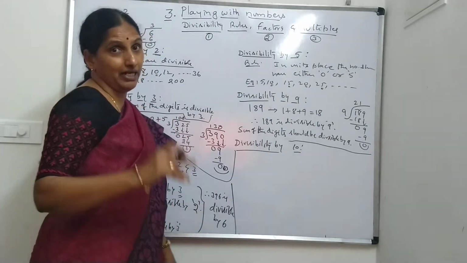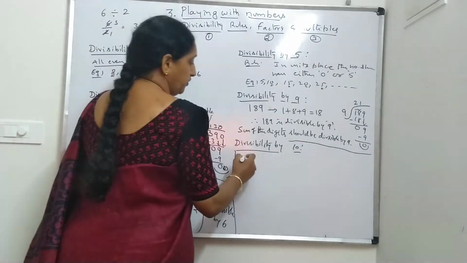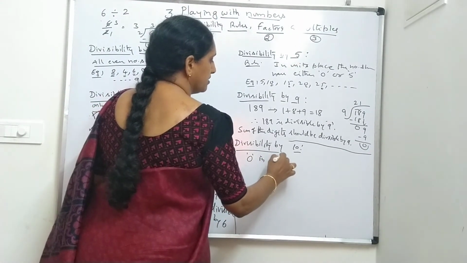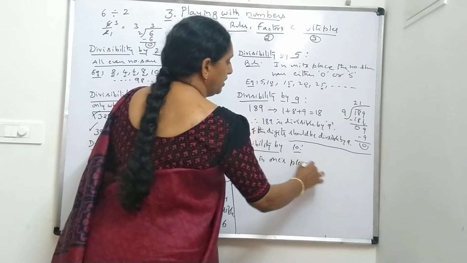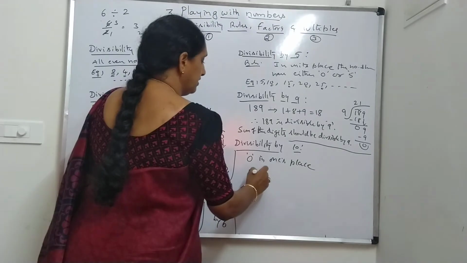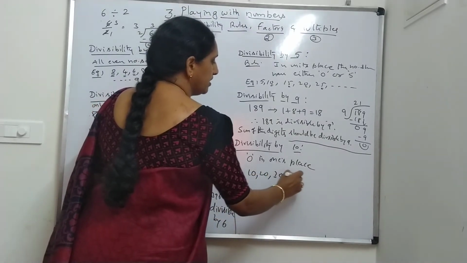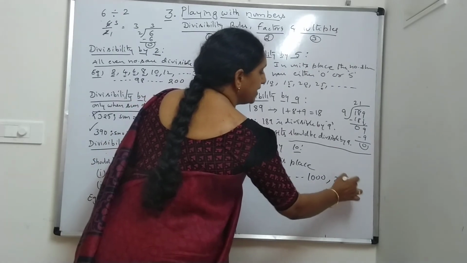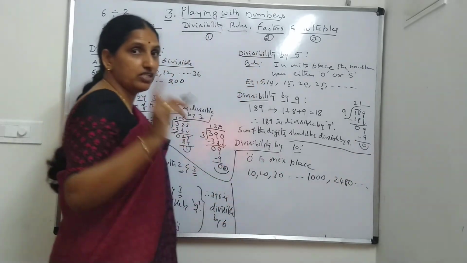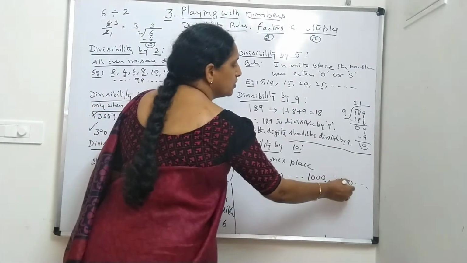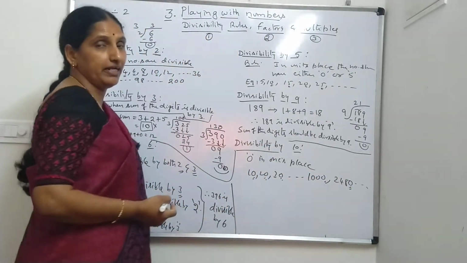Next, divisibility by 10. Very easy. Whenever you have 0 in the one's place, right? That is 10, 20, 30, 1000, 2480, etc. What is the rule? In the one's place, you should have 0. Then it is divisible by 10.